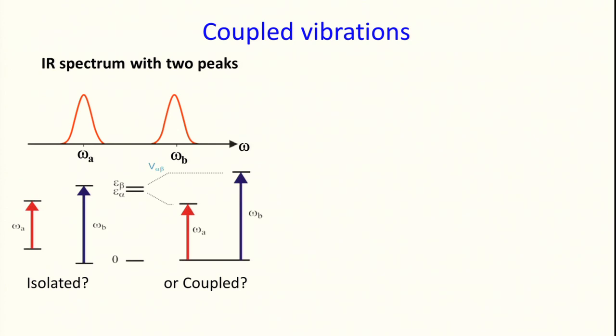How do we know that the vibrations are not coupled? In a coupled system, when you excite one vibration, energy can be transferred to the other. So, actually two quantum numbers are required, one for each oscillator. This is something we will elaborate upon later. So, looking at this spectrum, there is no way in which we can say whether we have a case of isolated oscillators or coupled oscillators.